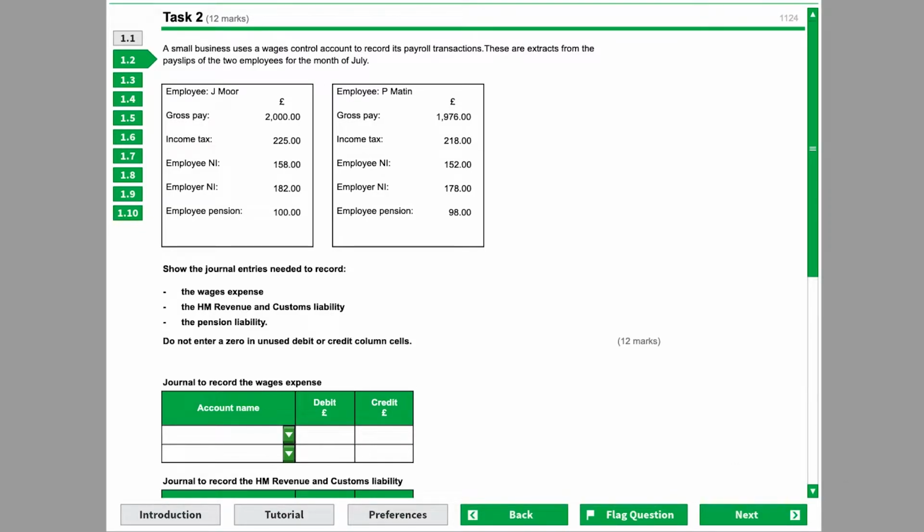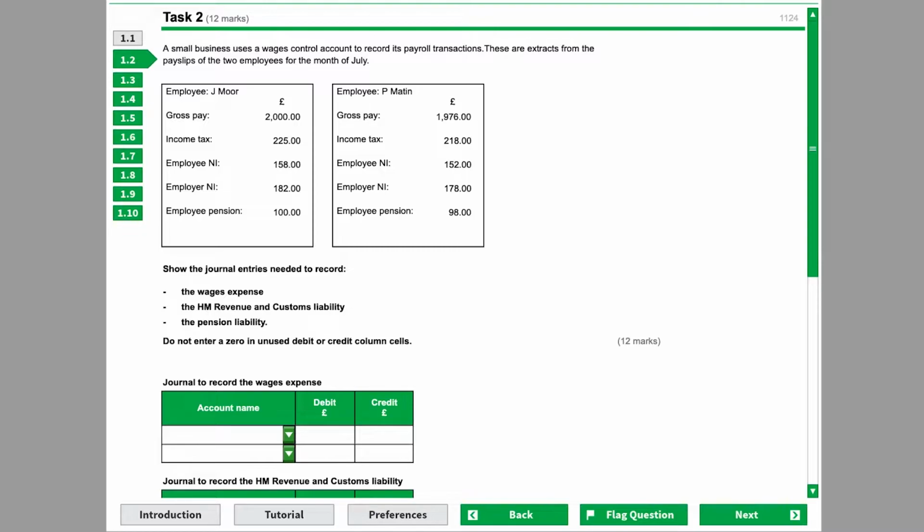This task is worth 12 marks and is designed to test your ability to prepare journal entries and record payroll transactions in the general ledger. Let's jump straight in then. A small business uses a wages control account to record its payroll transactions. These are extracts from the payslips of the 2 employees for the month of July.